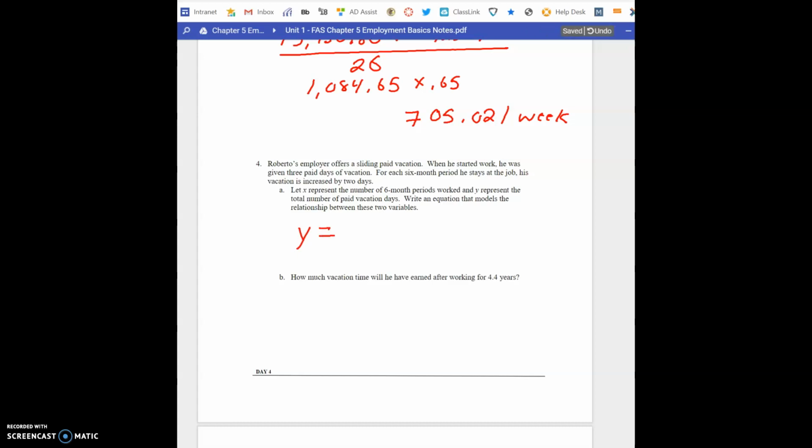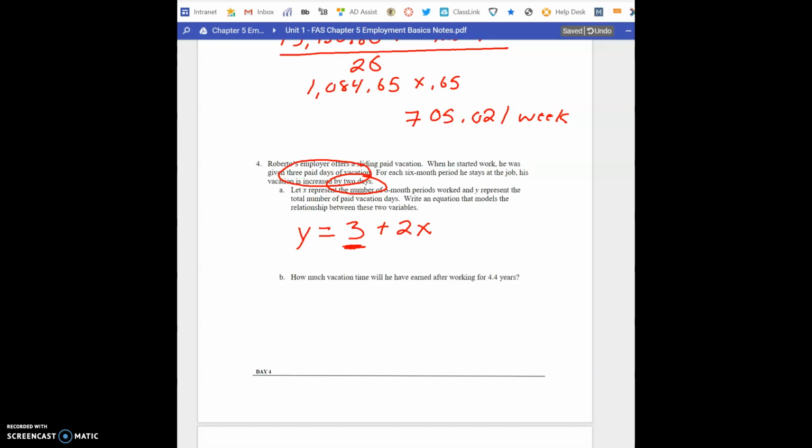We started out with 3. He was given 3 days paid vacation. And then for each 6-month period, we don't know how many 6-month periods he's working, but he gets 2 extra. It's increased by 2 days, which is right here. So 2x would be that expression. He started with 3 days. You add on 2 days for every 6-month period. X is your 6-month period, and 2 is the extra days that you get. So Y equals 3 plus 2x.